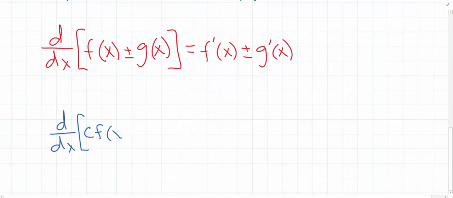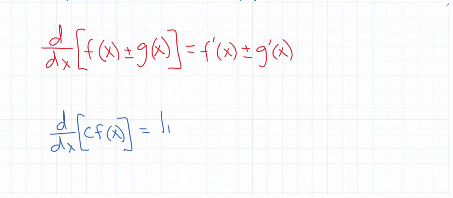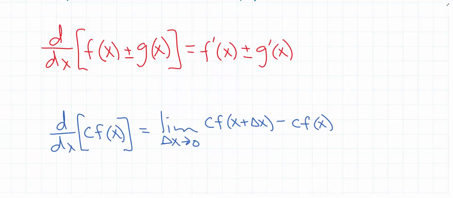constant times some function. Or we want to differentiate a function and we have a constant in front, like 3x squared or something like that. Well, notice what we can do with that. We could say, this is the limit as delta x goes to 0. And let me just put it in up here. C of f of x plus delta x minus c of f of x. Could write it that way if I want.